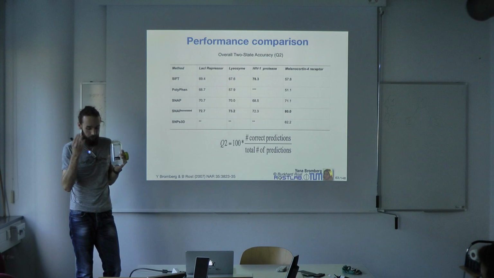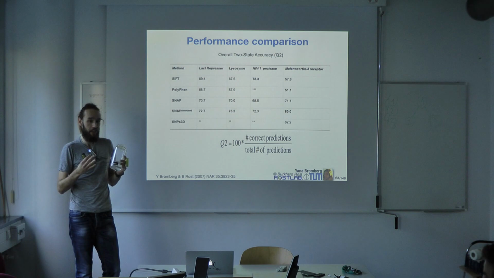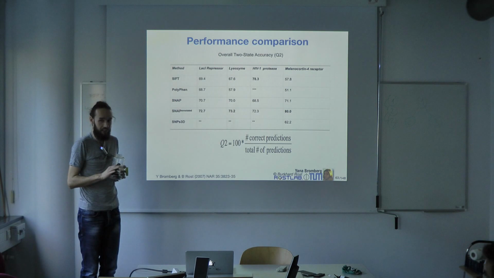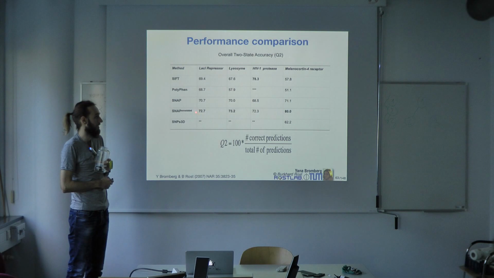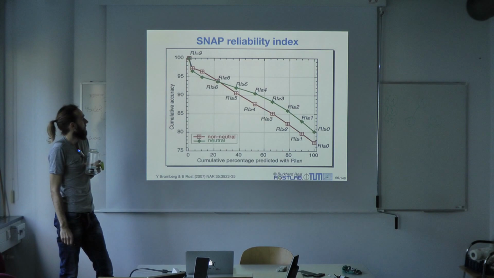If you have, for example, a secondary structure prediction, you often talk about Q3 because you have three classes which you are trying to predict: helix, sheet, and loop. But the idea is the same: all correct ones divided by all ones. And SNAP performed fairly well in Q2. In particular, the version taking into account already known annotations performs even better. So that's good.